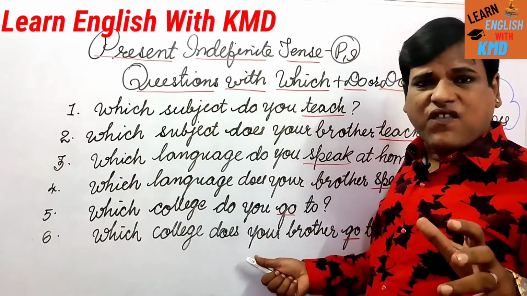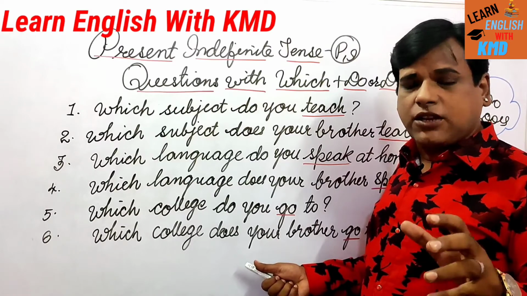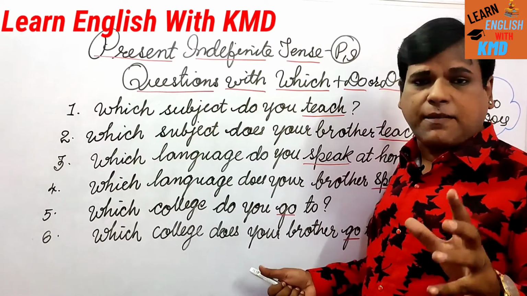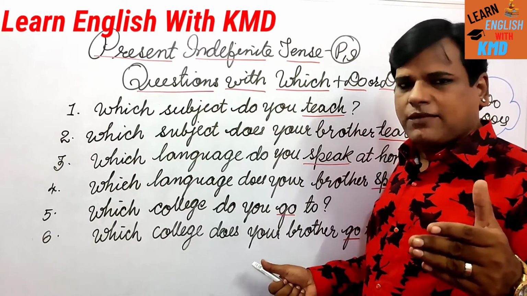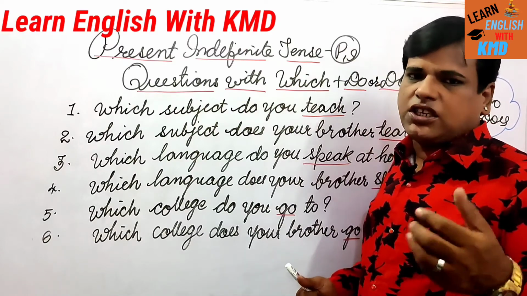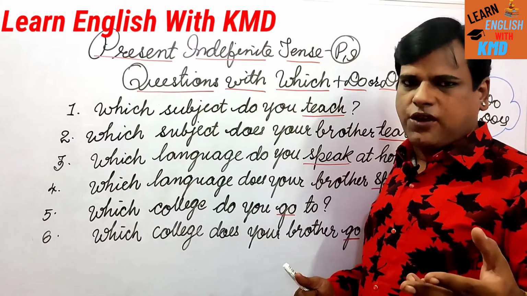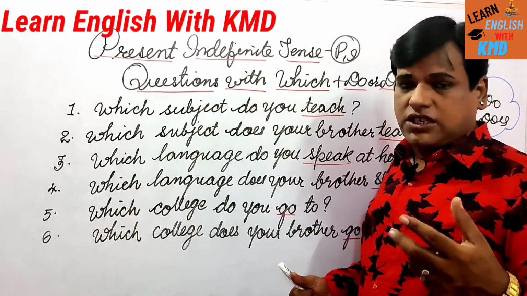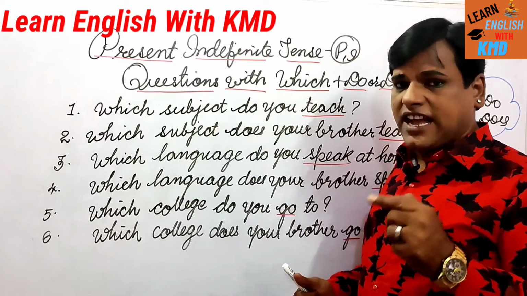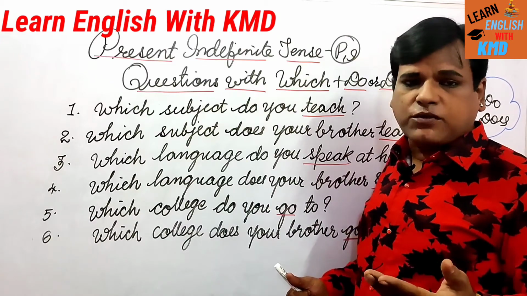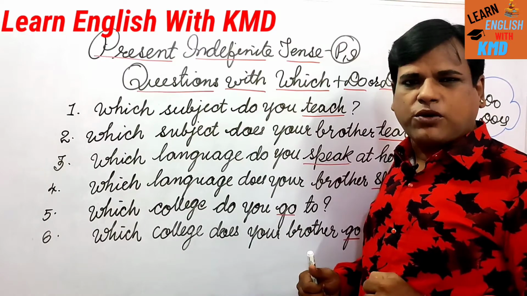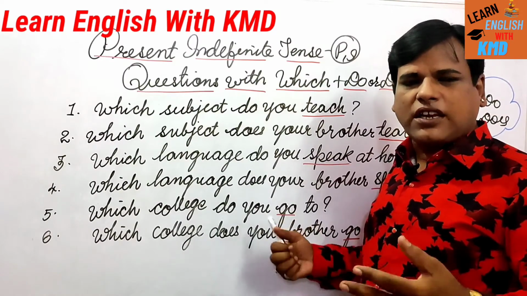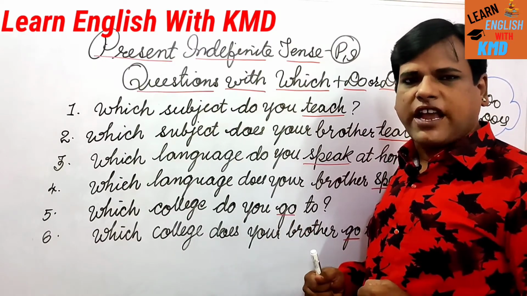Let's move on to the last and final question, question number 6. Remember, question number 6 talks about your brother, third person singular. Here comes question number 6. Which college does your brother go to? Yes, which college does your brother go to? Remember, that's written English. And here comes the spoken English of that question. Which college does your brother go to?